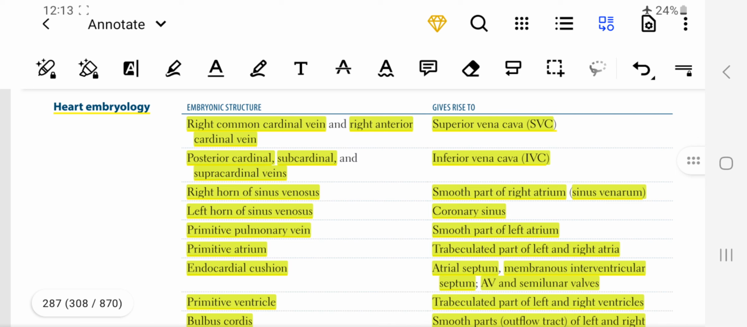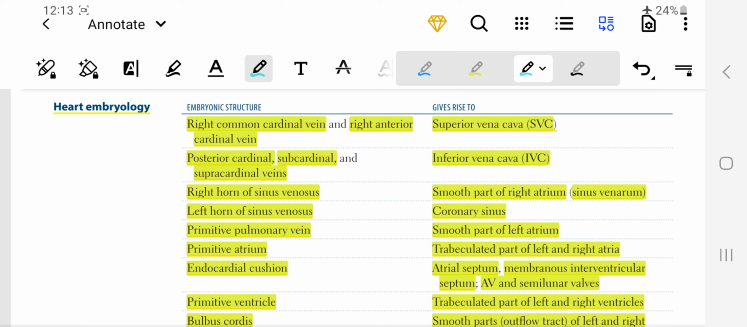Primitive pulmonary vein would lead to the smooth part of the left atrium. So this is important, right? The right horn of sinus venosus leads to the smooth part of the right atrium, while the primitive pulmonary vein leads to the smooth part of the left atrium.